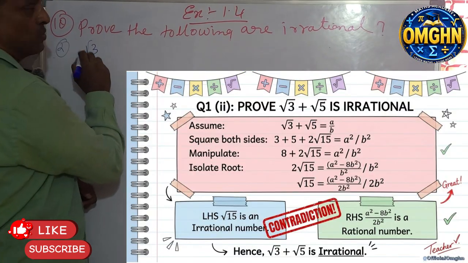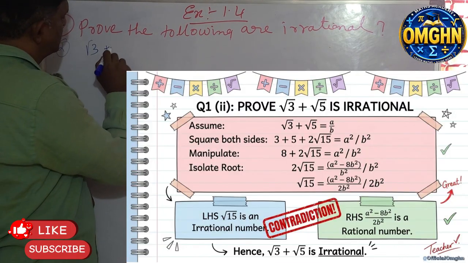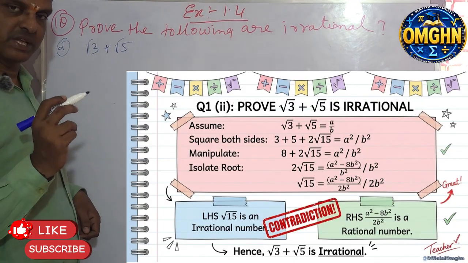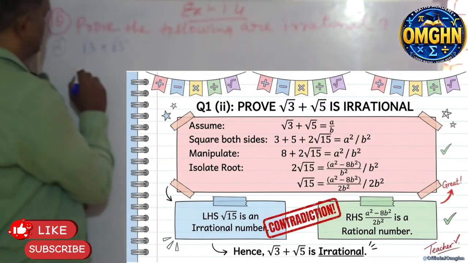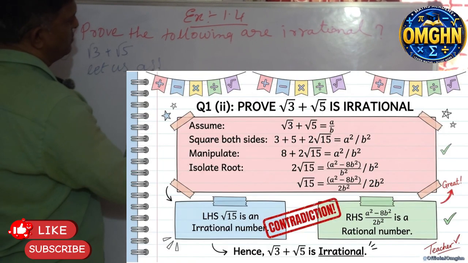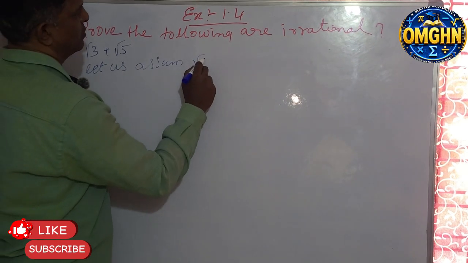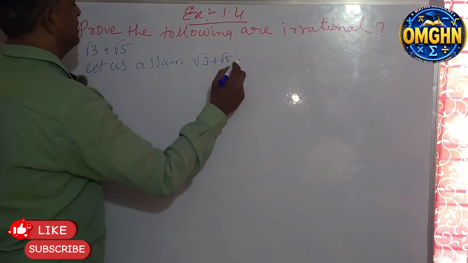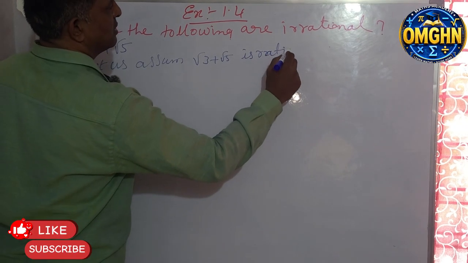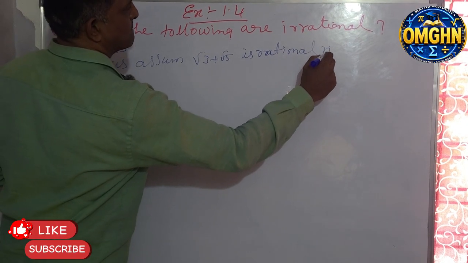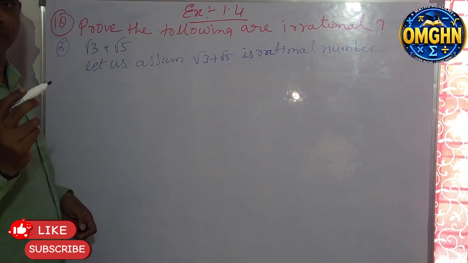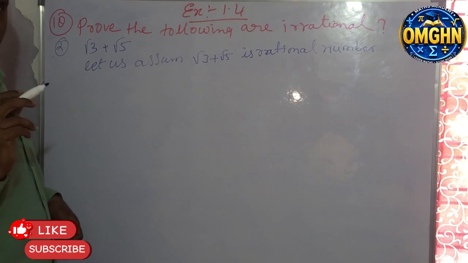Now second question. That is root 3 plus root 5. This is also we have to do in the same method. That is, let us assume root 3 plus root 5 is a rational number. Okay, same as the previous sum. How we did this one? Same method.